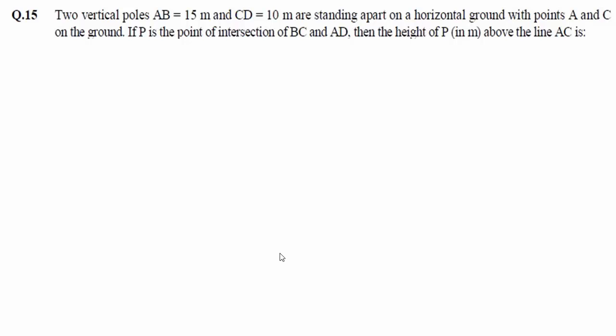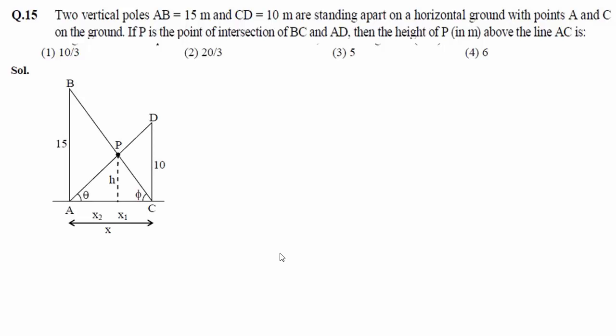Question 15. Two vertical poles AB equal to 15 and CD equal to 10 meters are standing apart on a horizontal ground with points A and C on the ground. If P is the point of intersection of BC and AD, then the height of P in meters above the line AC is. Options are 10 by 3, 20 by 3, 5, 6.